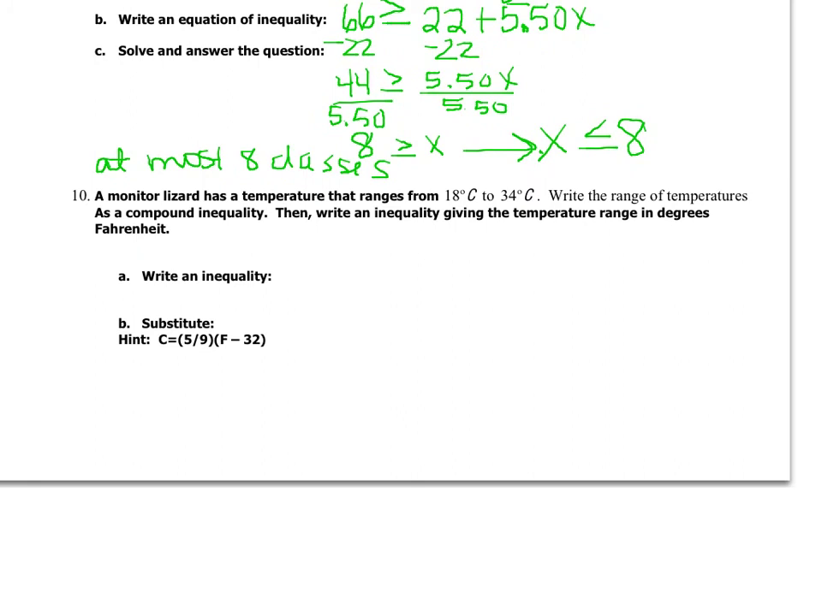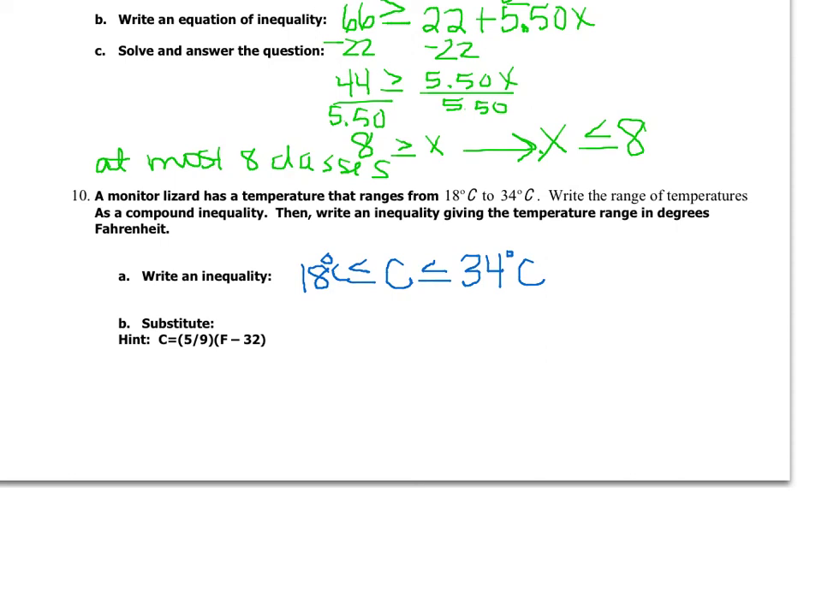Number 10 here. It says a monitor lizard has a temperature that ranges from 18 degrees Celsius to 34 degrees Celsius. Write the range of temperatures as a compound inequality. Then write an inequality given the temperature range in degrees Fahrenheit. So 18 is the smallest, and it can be 18, so it can be equal to. And this is in Celsius, so I'm going to put a C. So 18 degrees Celsius is less than or equal to C, and the highest it can be, so less than or equal to, is 34 degrees Celsius. Now we want to change this over to Fahrenheit.